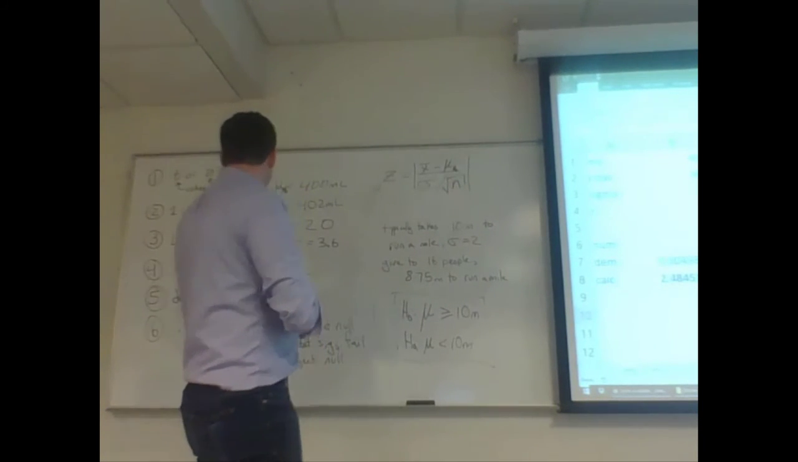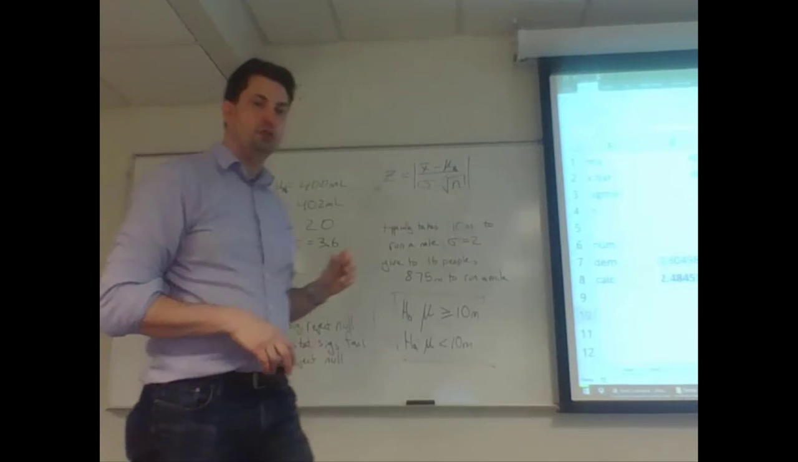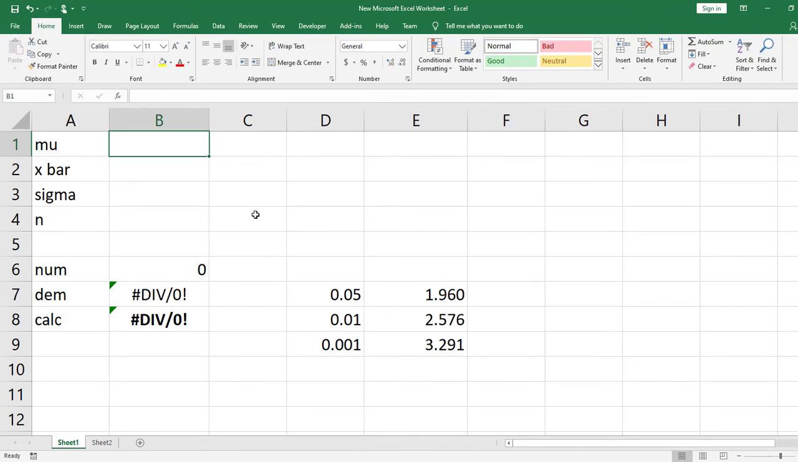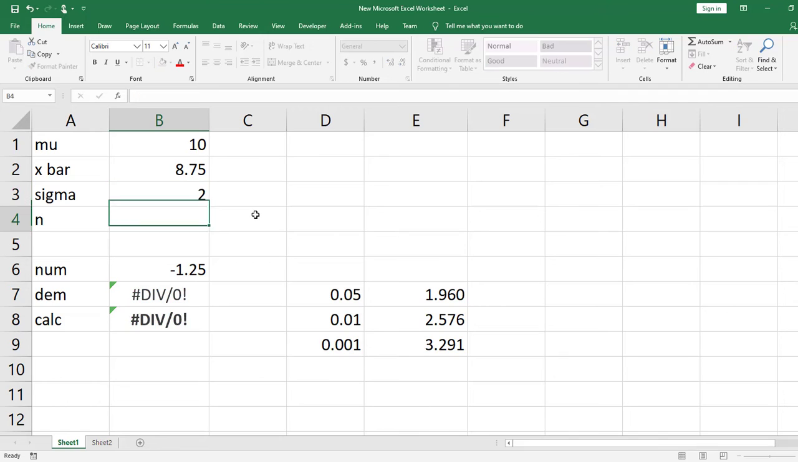So all we really have to do now that we know it's a one-tailed test, we'll talk about level of confidence in a moment. Let's work with, you can actually help me out. What is my mu? 10 minutes. Yep. What else? What's my X bar? 8.75. Yep. What's next? 2. And then how many people do I have? 16.